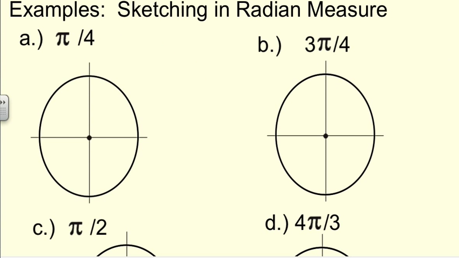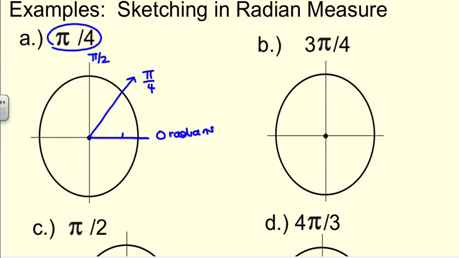All right, so what we're going to do now is sketch some of these angles in radian measure. So I start off with my initial side of 0 radians. And I want to create an angle theta of pi over 4. If you remember, this is pi over 2. I want to split this first quadrant in half one more time. So that would be pi over 4. So there's my angle theta.